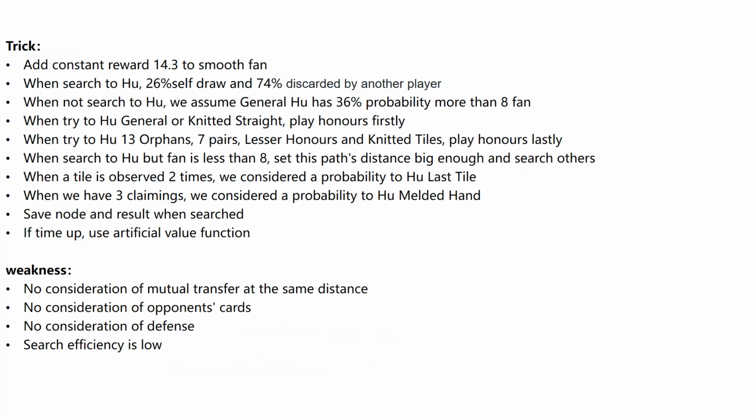Last page we show our tricks and weaknesses. The first trick is we add a constant reward to smooth the fan, because if a fan is 8, when we self-draw, we'll earn 14.8 reward. But if the fan is 24, we self-draw, we'll receive 19.6 reward.